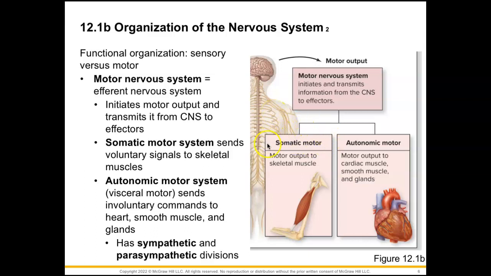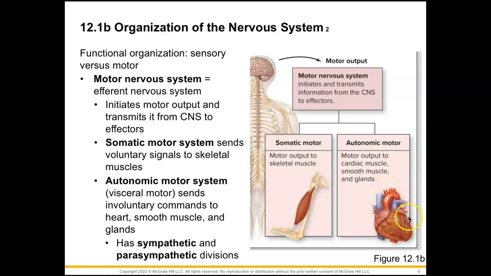And so depending on which system we are in, we'll have different effectors. If we discuss our somatic motor system, we're sending voluntary signals to our skeletal muscles only. Whereas if it is within our autonomic motor system, which we can also call our visceral motor system, we're sending involuntary commands to things like the heart, which is cardiac muscle, smooth muscle, which we would find within our hollow organs, and glands, and they would have sympathetic and parasympathetic divisions.